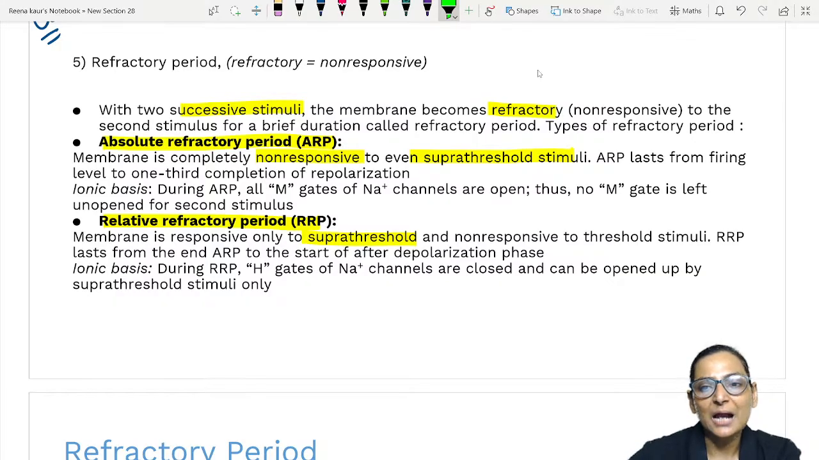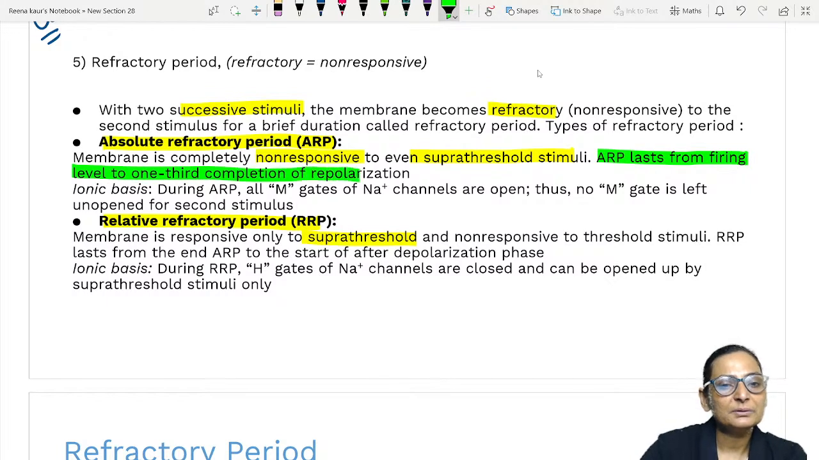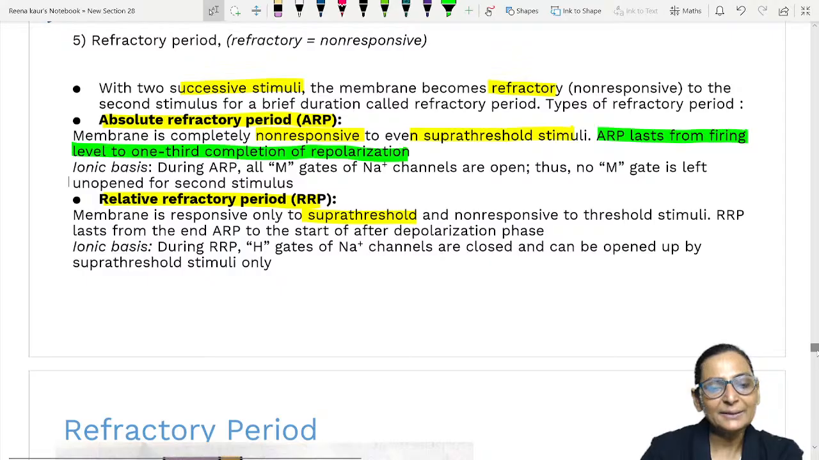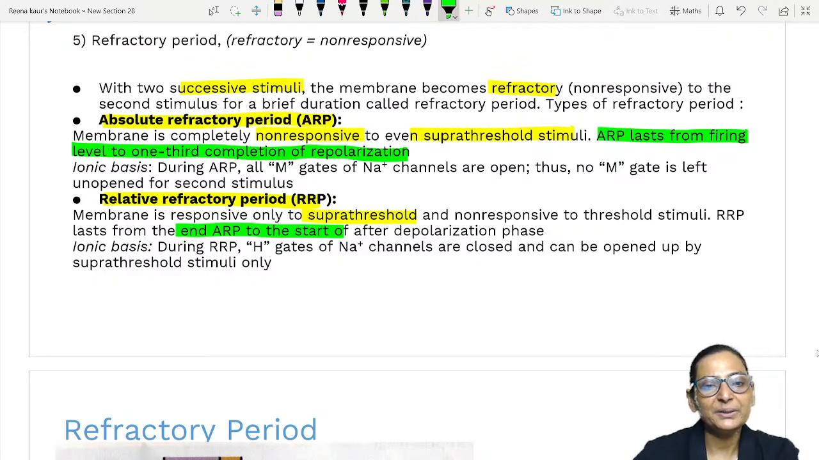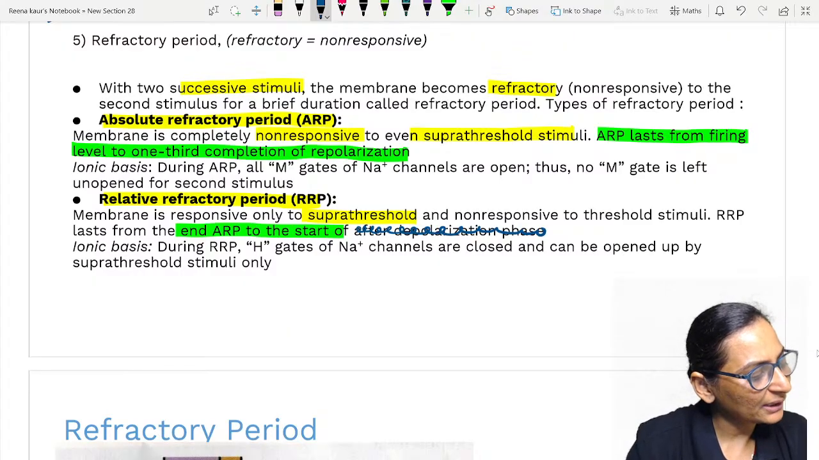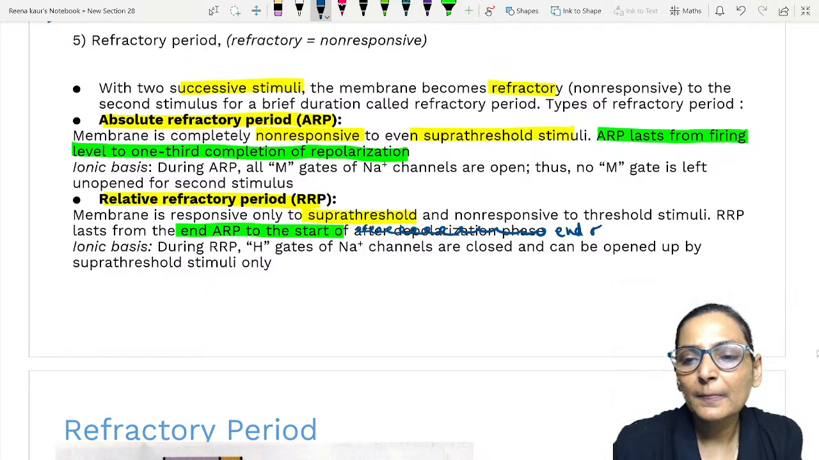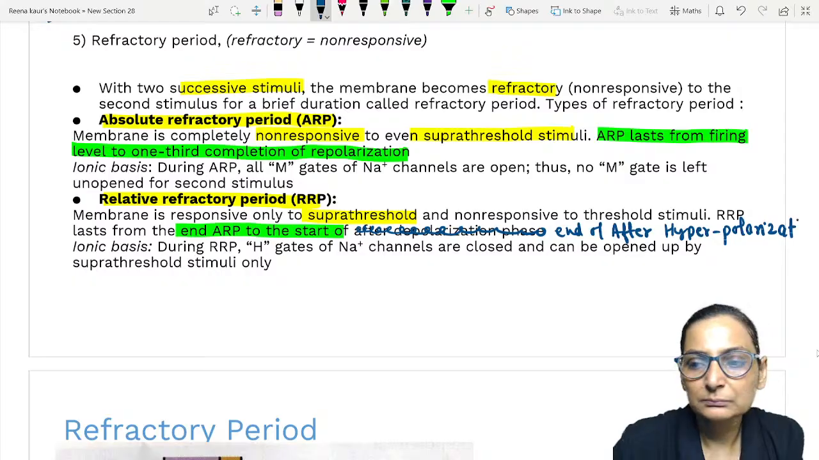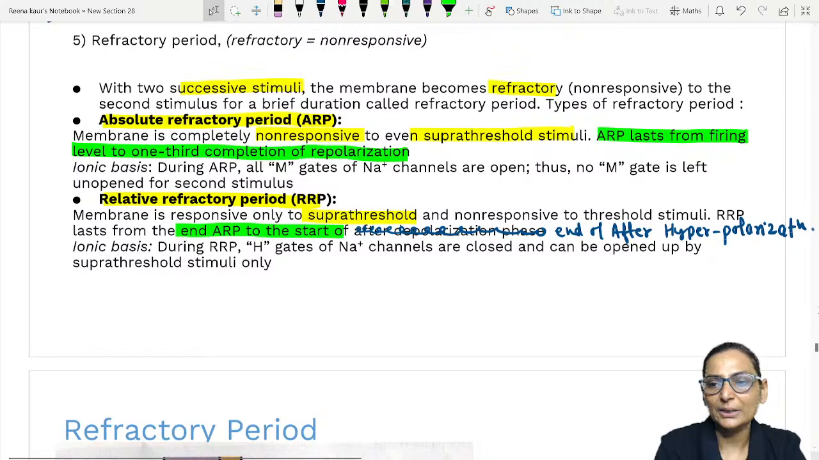The absolute refractory period starts from the firing level to 1/3 of completion of repolarization, and it is not going to give a response to any strength of stimulus. Relative, it will give a response only to a supra-threshold stimulus, and it is from the end of the absolute refractory period to the end of hyperpolarization, the remaining period. Right, so yahan tak you will be getting your absolute and relative refractory period.